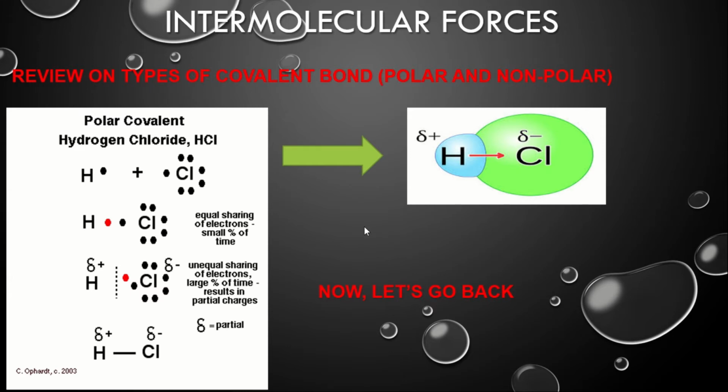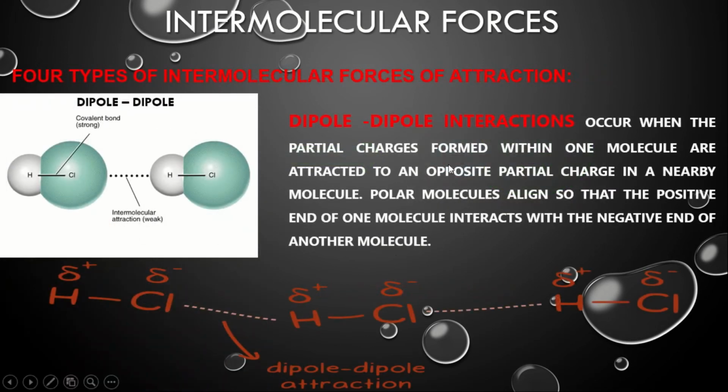Now let's go back. So kapag sinabi nating dipole-dipole interaction, nangyayari lang siya sa mga molecules na may partial charges, partial positive at partial negative. So, ano ang mangyayari kapag nagkalapit, for example, ang mga hydrochloric acid molecules? So for example, this is one hydrochloric acid and this is another hydrochloric acid. So si chlorine ay may partial negative, illustrated by this. Si chlorine ay may partial negative charge. Samantalang si hydrogen ay may partial positive charge.